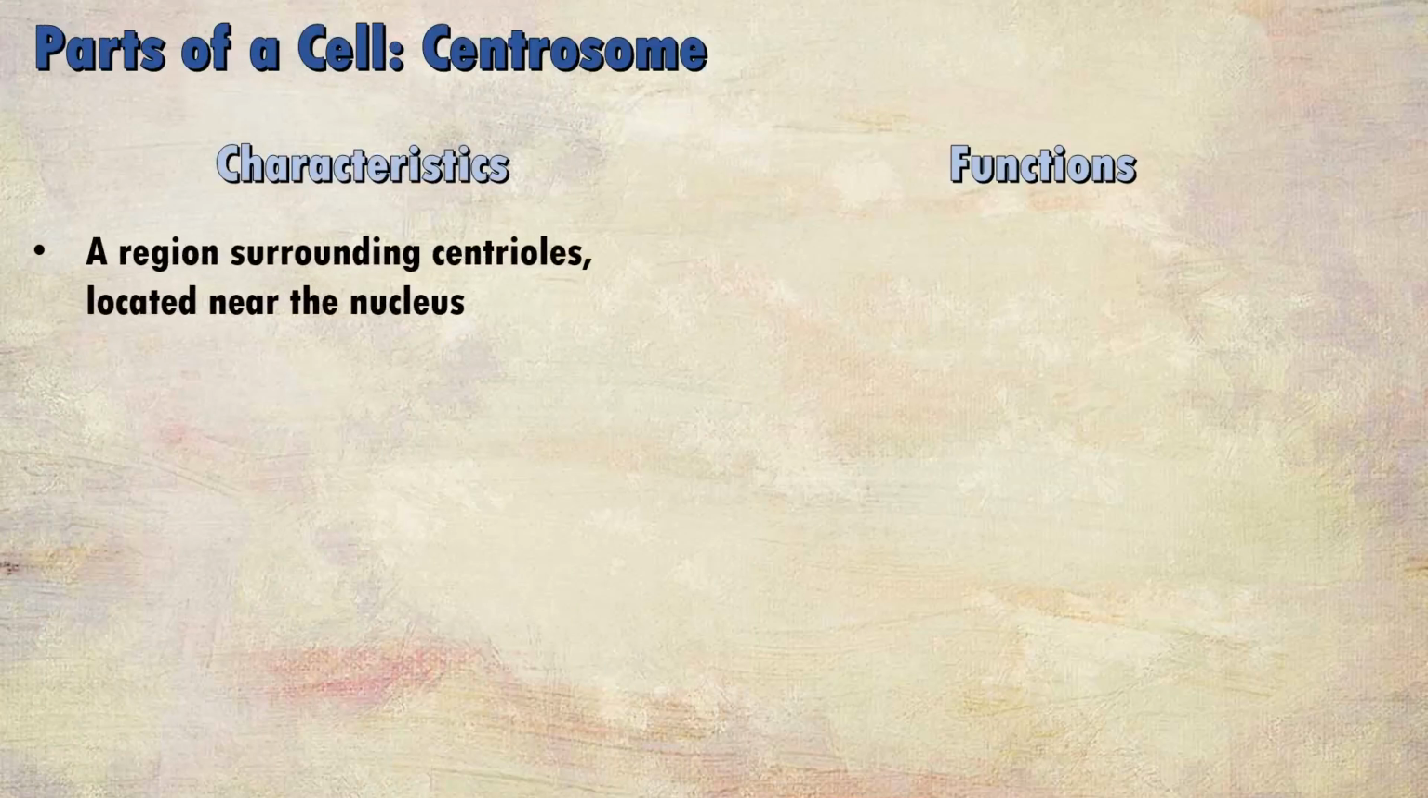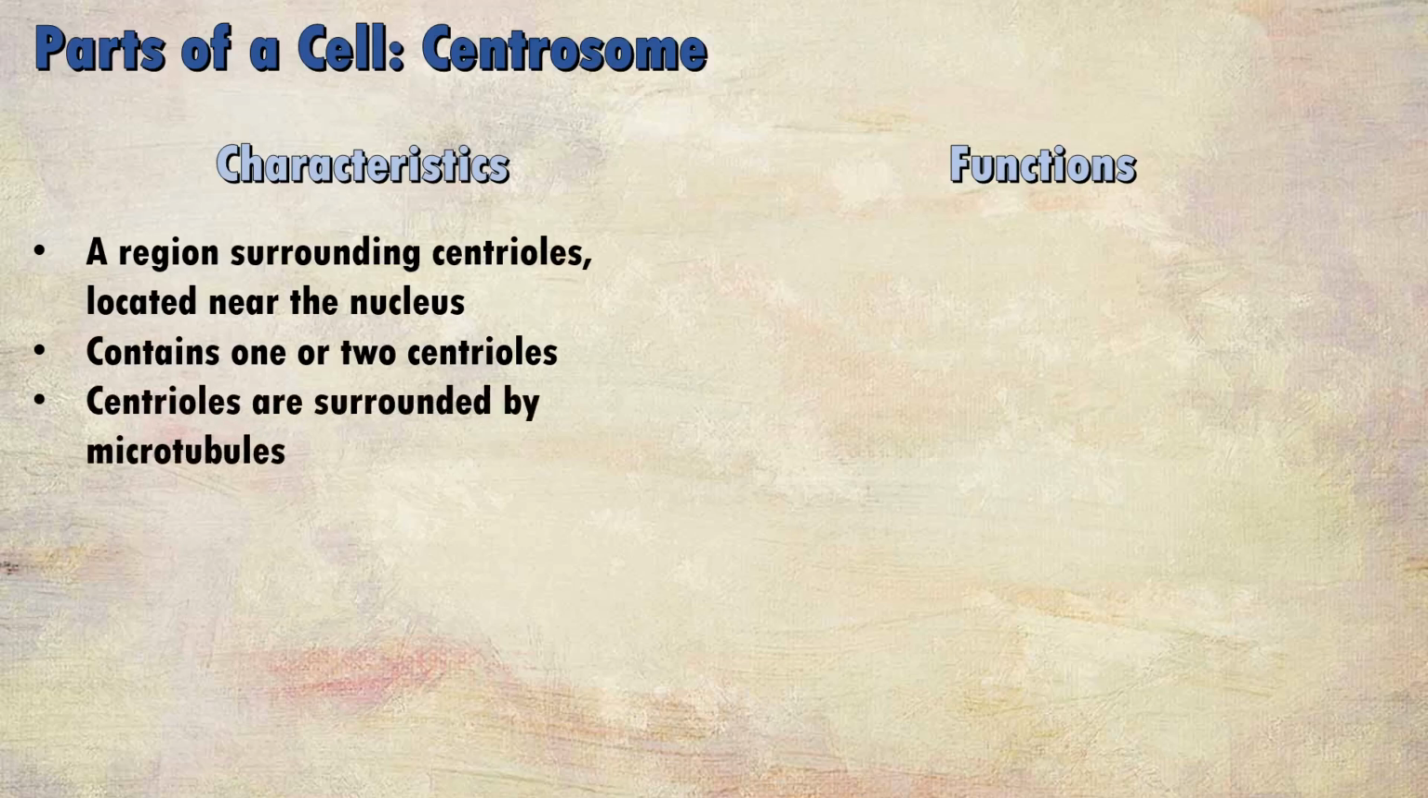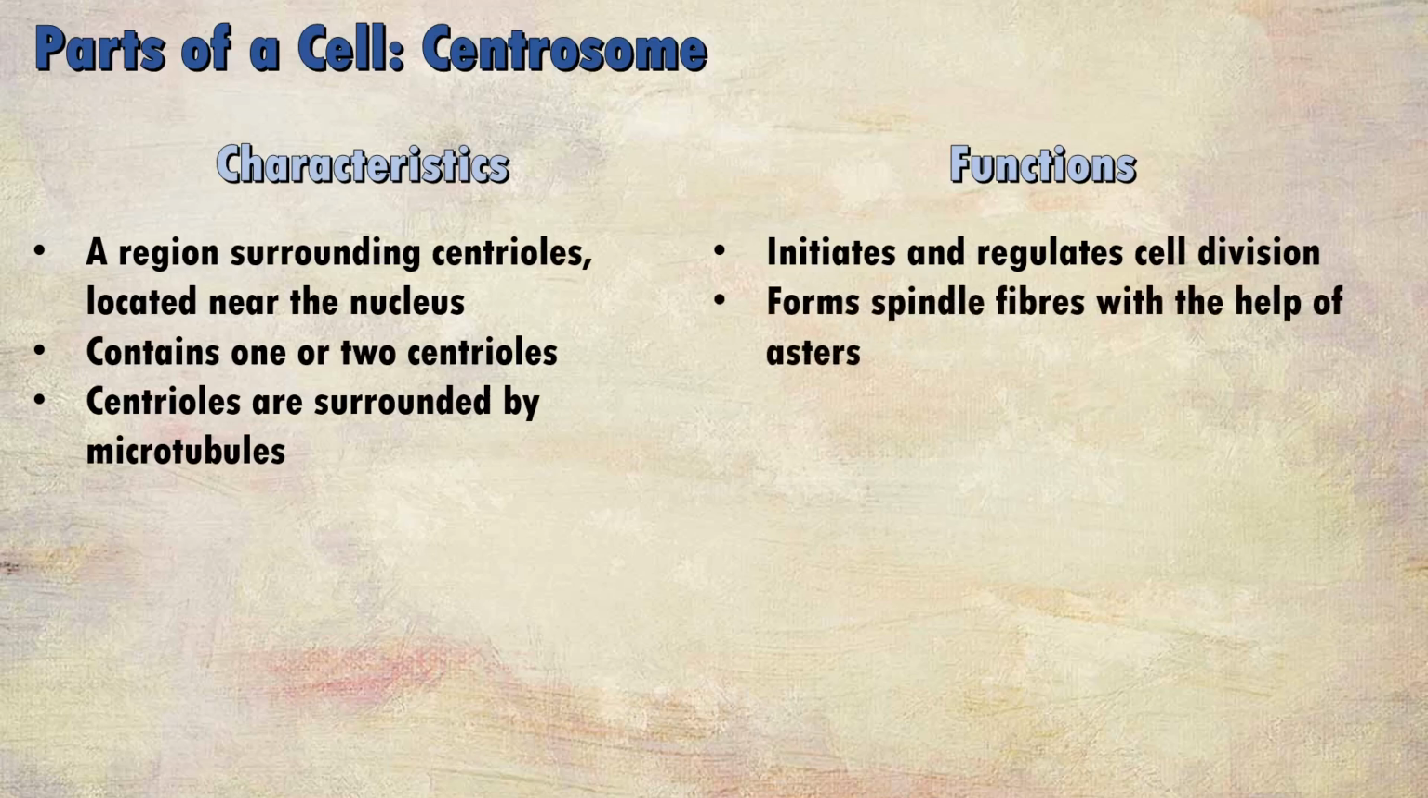Centrosome. Its characteristics are: it is a region surrounding centrioles located near the nucleus. It contains one or two centrioles, and these centrioles are surrounded by microtubules. And its functions are that it initiates and regulates cell division and forms spindle fibers with the help of asters.